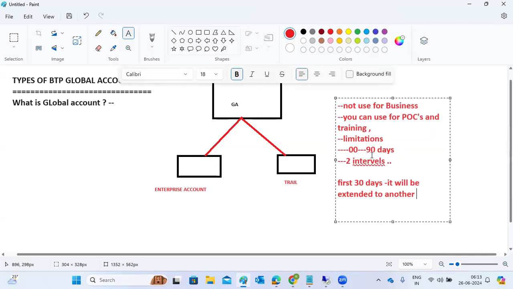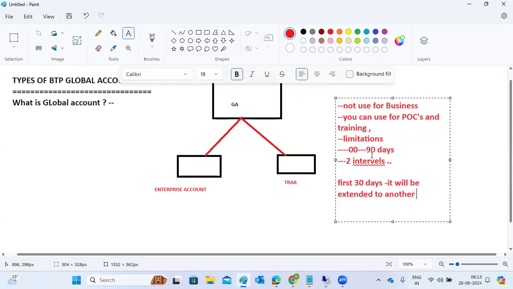The trial accounts must not be used for production purposes. SAP strongly recommends not using the trial account for production. Why? Because it has only a 90-day period, after which your trial account will expire, and that will impact production operations. That's why we should not use it for production. We can self-register the trial account, and I will explain how to self-register and how to get it.